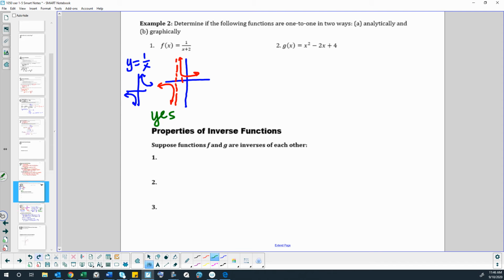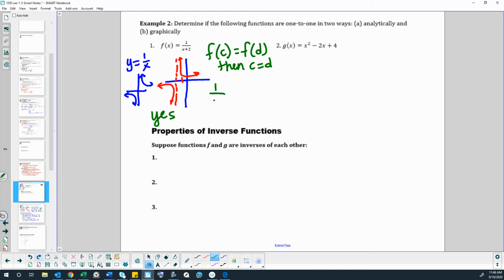How do we check that algebraically? Well, what we're going to do is see if the rule we learned on the previous page actually works. What that said, if you remember, it said f of c is equal to f of d. If that's true, then c equals d. Remember that? So let's go ahead and do this process with our function.